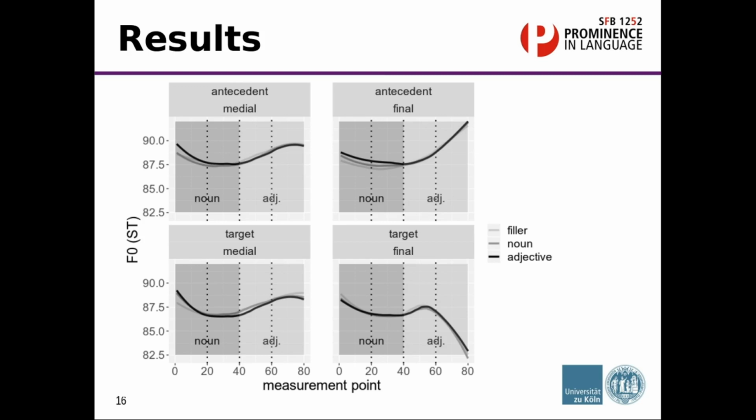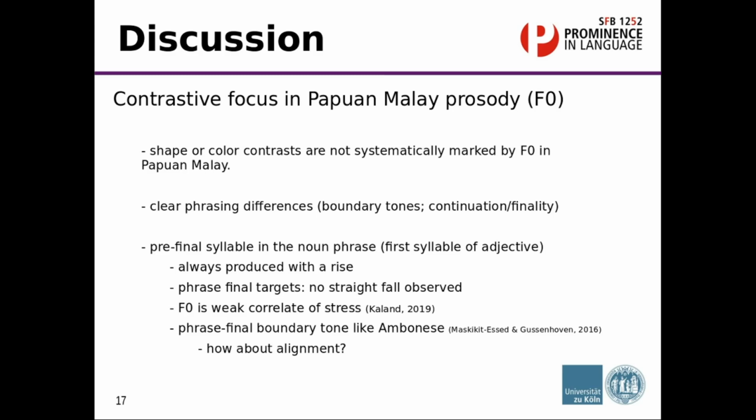So it seems that the phrase final rise-fall movement, which is commonly observed in trade Malay languages, also plays a role in Papuan Malay. Particular similarity is found with Ambonese, where this movement was also analyzed as a boundary tone. A tentative difference, however, seems to be the alignment of the rise-fall in phrase final targets. This appeared to be relatively stable in Papuan Malay, although for Ambonese only loose alignment was reported.